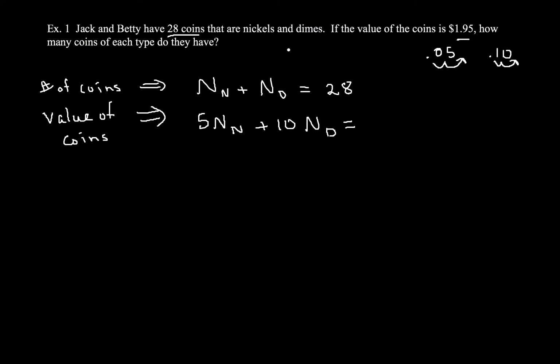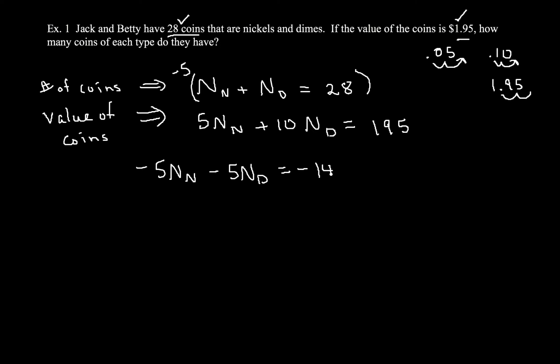and that's going to be equal to your value. So the first equation is just the number of coins. The second one is the value of coins. This is $1.95. And we're going to do the same thing. We're going to move the decimal point over 2 places so we don't have any decimals. As long as you do it to every term, that's perfectly fine. Now, we're going to do elimination. You can do substitution or elimination. I prefer to do elimination. So I'm going to multiply this first equation by -5 to eliminate the nickels. So we're going to get -5 n sub n minus 5 n sub d equals -140.